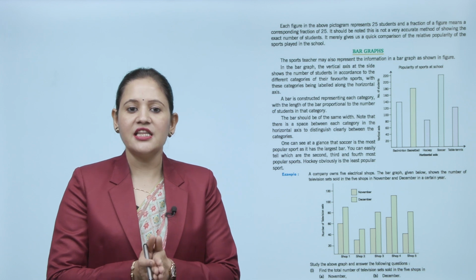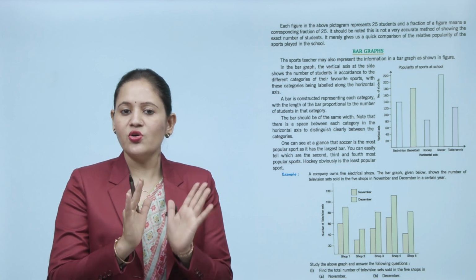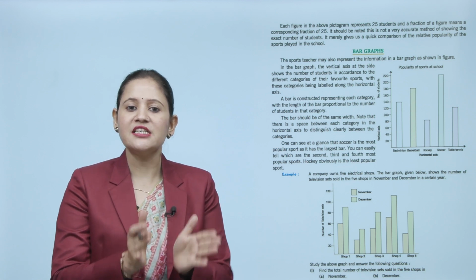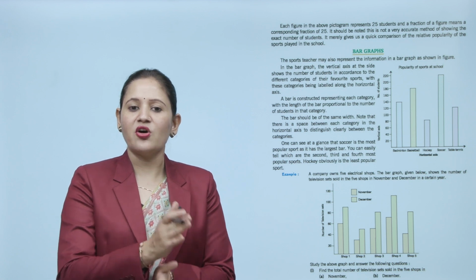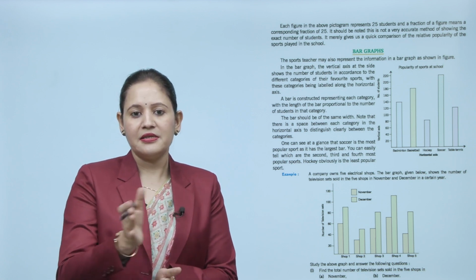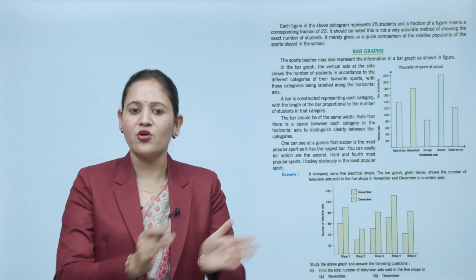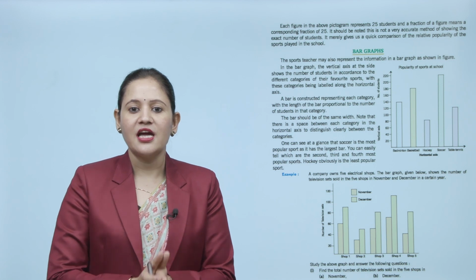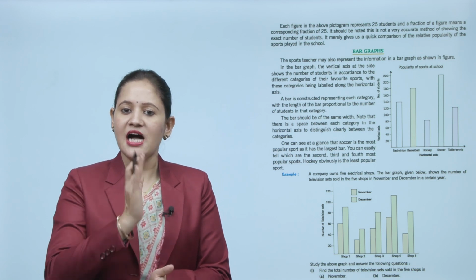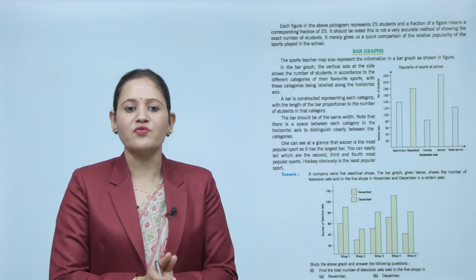Each figure in the above picture represents 25 students. Like if soccer is there, each football is representing 25 students. So according to the number of students, we will draw the football. One will represent 25. So how many students are there? According to that, we will draw the picture. And a fraction of the picture, like half, will represent half of 25, the corresponding fraction of 25.